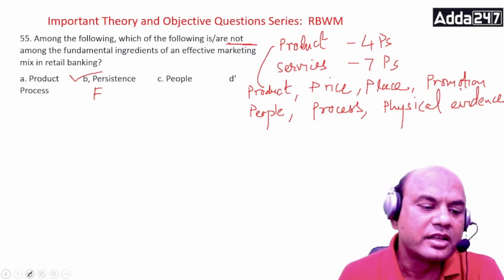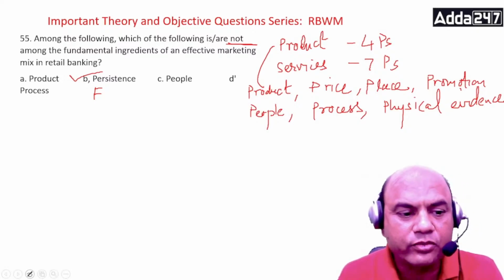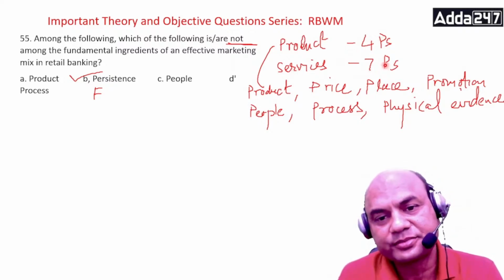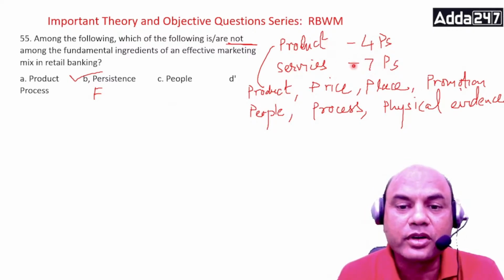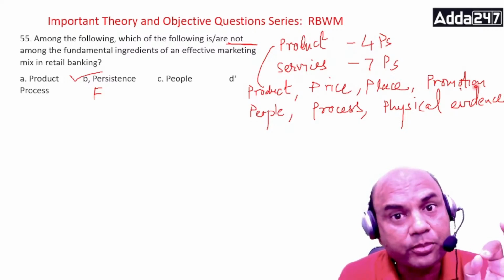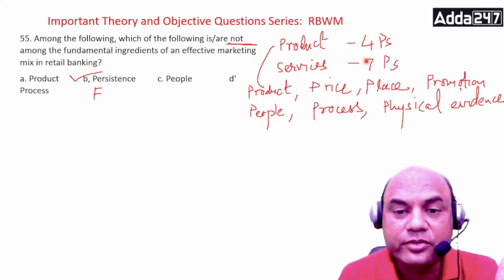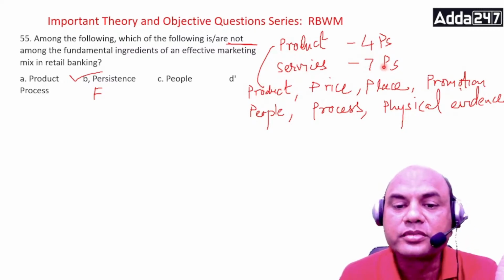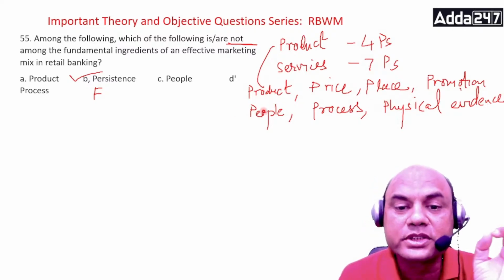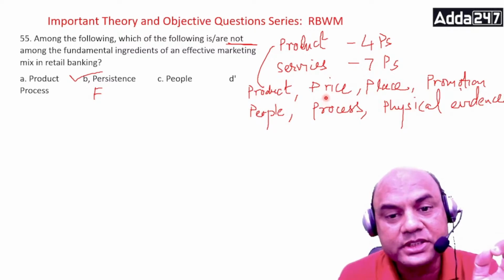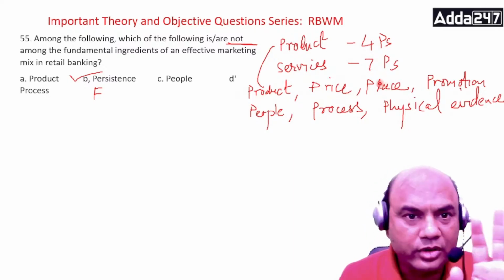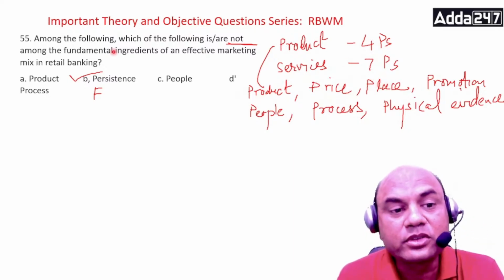See this. In product marketing, there are 4 P's. And in services marketing, there are 7 P's. So what are these 4 P's and what are these 7 P's? The 4 P's are product, price, place, promotion. This is for product. And for services, these 4 are there and we add 3 more: people, process and physical evidence. So these additional ones are only for services. Means total for services, how many P's are there? 7. Total for product, how many P's are there? 4. Got it? Clear?